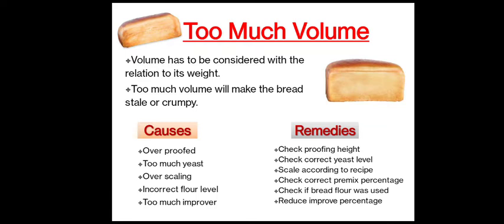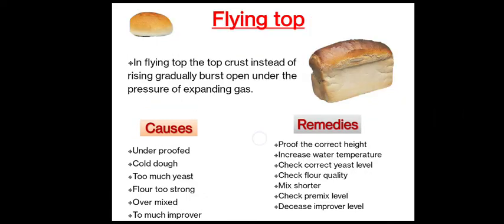Next is too much yeast. Next, overscaling. Next, incorrect flour level. Too much improver. Here are the remedies. First, check the proofing height. Next, check correct yeast level. Next, scale according to the recipe. Check correct premix percentage. Check if bread flour was used. Reduce improver percentage.